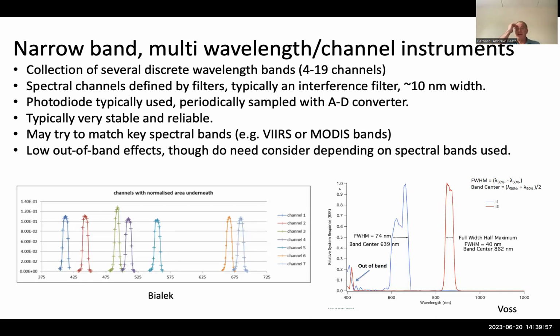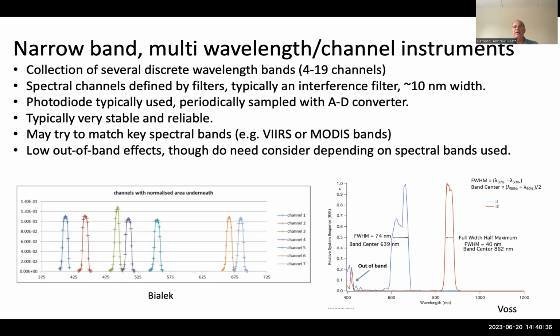Photodiodes are usually used in these behind the filter. While the photodiode is continually exposed to light, it's just periodically sampled with an A to D converter. These are typically pretty stable and pretty reliable instruments, and have been around for a long time. A lot of the vendors will allow you to pick and choose your sets of different wavelengths. Many of them try to match many of the existing ocean color satellite bands, such as VIIRS or MODIS.